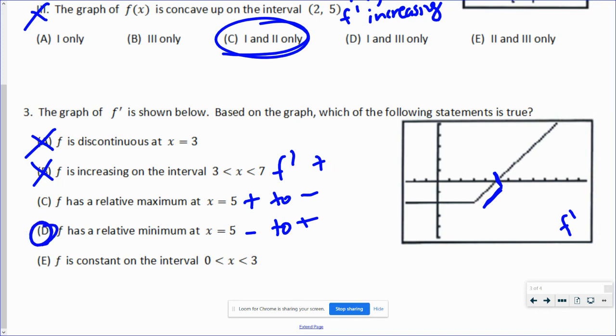We can check E. F is constant on the interval. The slope is constant on the interval 0 to 3, but F is not. What this is saying is that the slope from 0 to 3 is -2 for all those values, but that's not a constant value. So if F was constant, then the slope would be 0. Your derivative would be 0. All right.